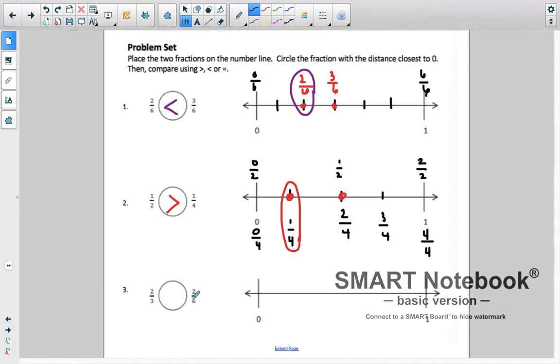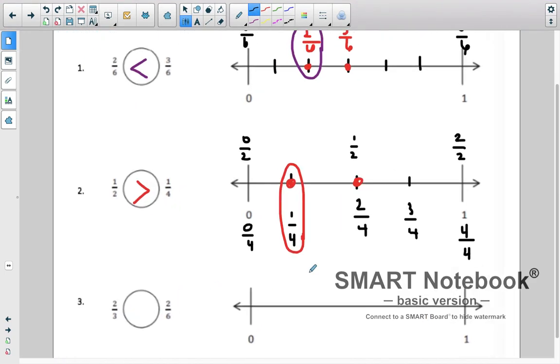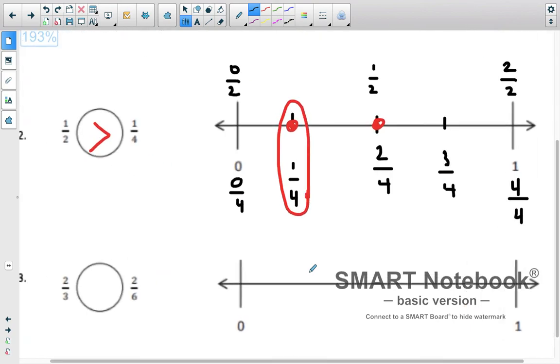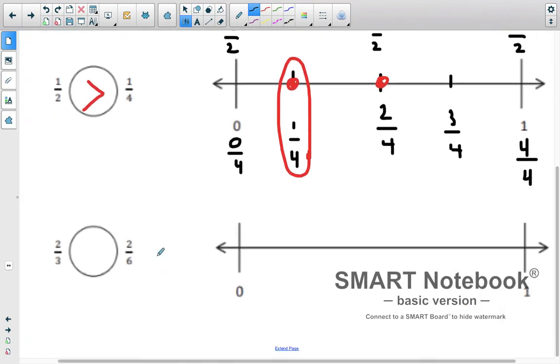All right, let's go on to the next one. So we have 2/3 and 2/6. We need to break up our number line into thirds and sixths. Let's do 2/3 first. So 0/3, 1/3, 2/3, and 3/3, right under that 1.